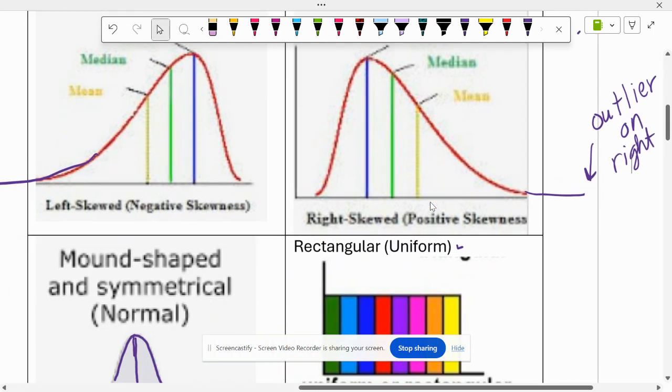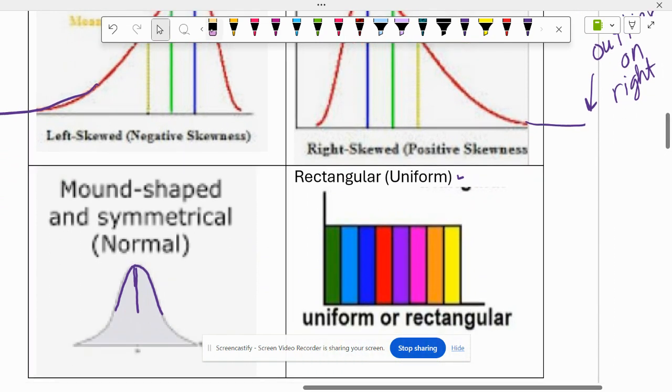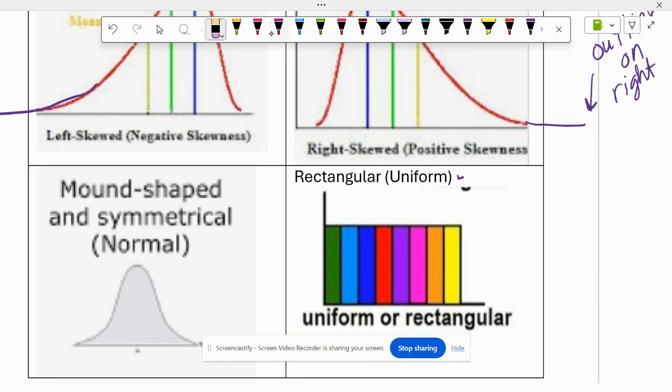We also have data that could be shaped symmetrical. This almost looks like a parabola when I think about this, right? If I don't draw the little bells off to the side. Do you guys see how, if I were to divide this in half neatly right down the middle, it's symmetrical, meaning I could fold one side over to the other and it would lay perfectly. So this is symmetrical in its mound shape or bell shaped.